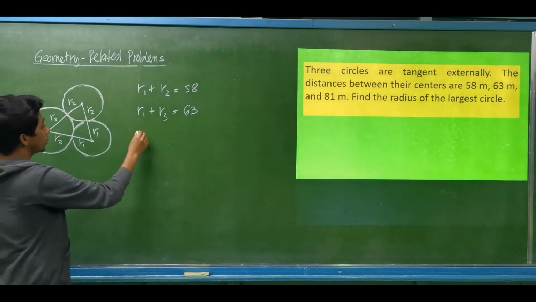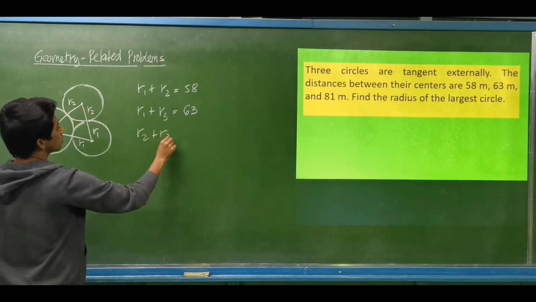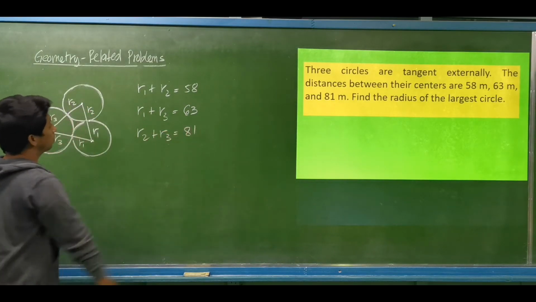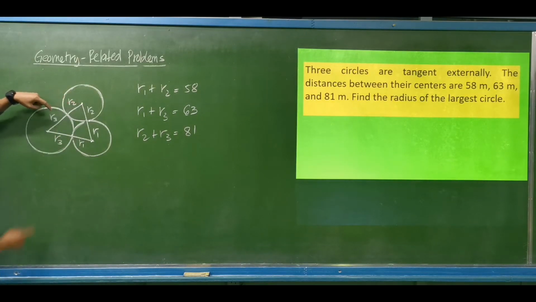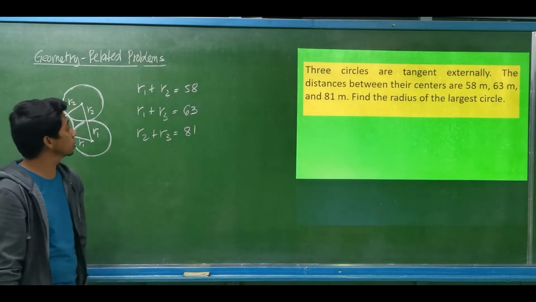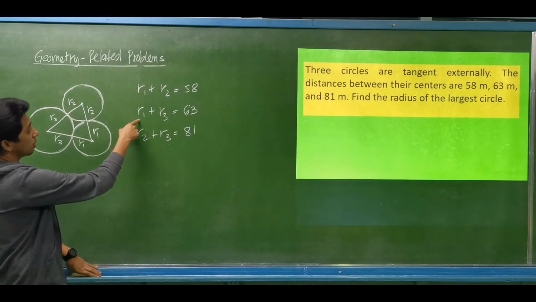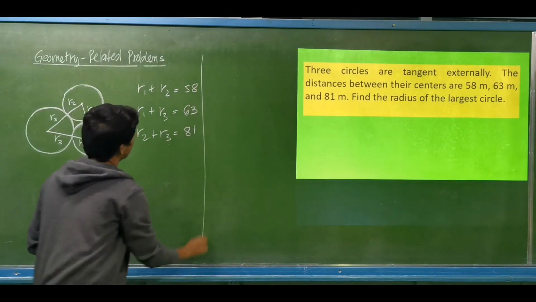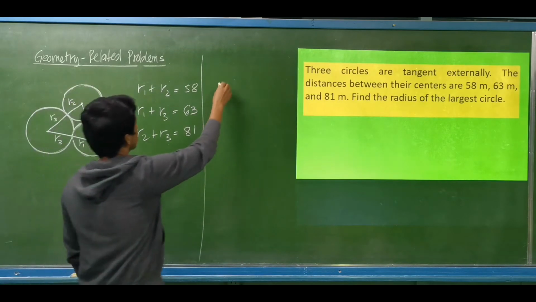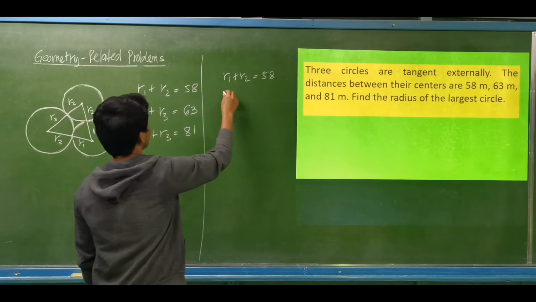Then we have the third equation, the third distance, that is r sub 2 plus r sub 3. We assume this to be the longest distance, 81, since that is adding the radii of a medium circle and the largest circle. So we have three equations, three unknowns. We may eliminate, for example, radius number 1 on the first two equations. So R1 plus R sub 2 is equal to 58. That is the first equation.